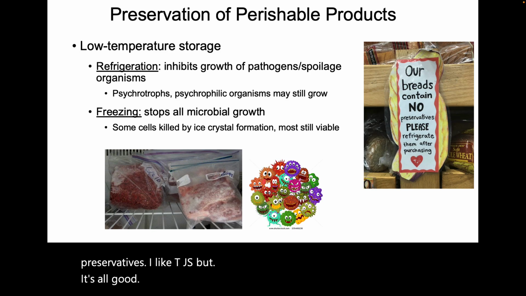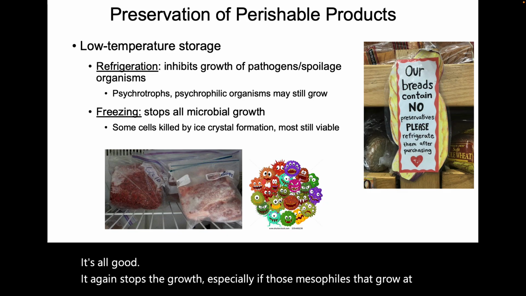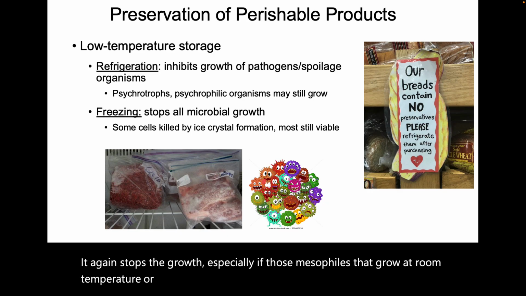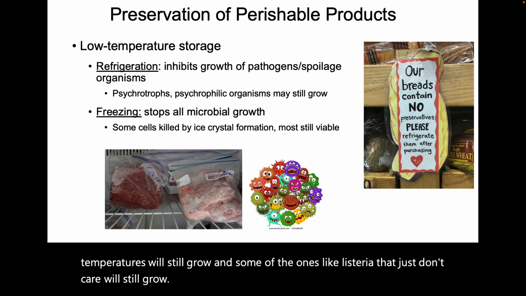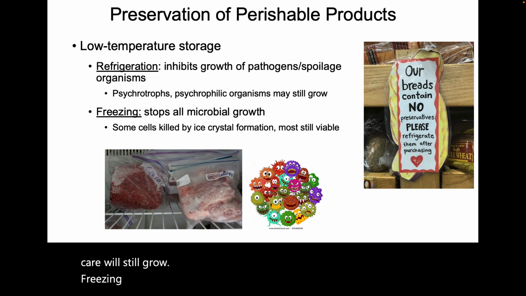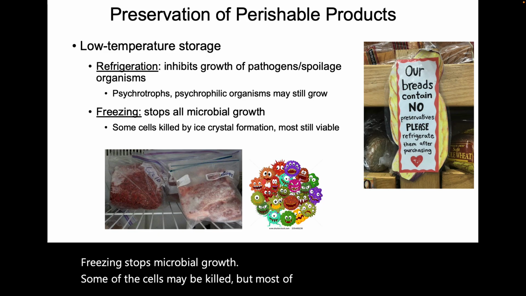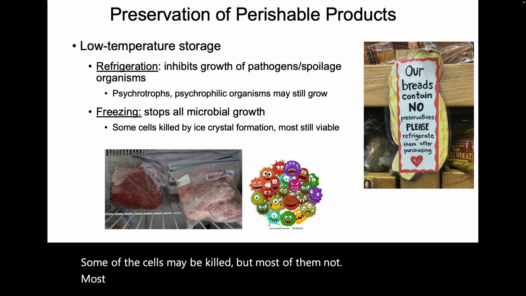It, again, stops the growth, especially of those mesophiles that grow at room temperature or warmer. But some of the ones that prefer cooler temperatures will still grow, and some of the ones like Listeria that just don't care will still grow. Freezing stops microbial growth. Some of the cells may be killed, but most of them not. Most of them will still be viable.